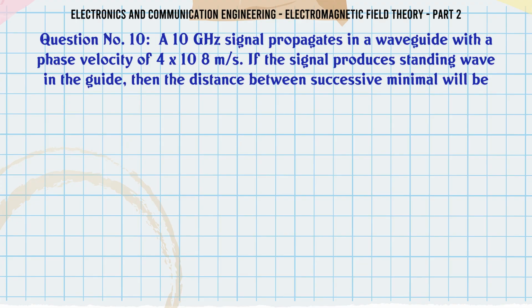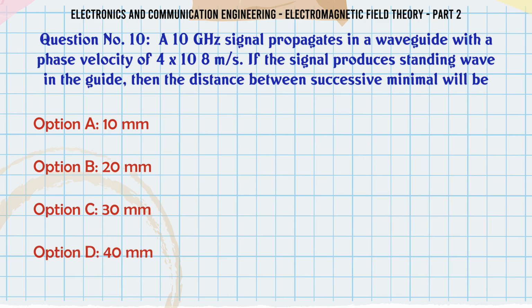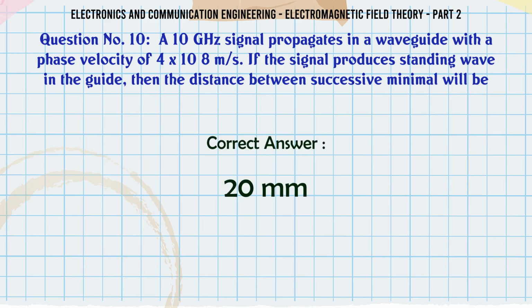A 10 GHz signal propagates in a waveguide with a phase velocity of 4×10^8 m/s. If the signal produces standing wave in the guide, then the distance between successive minima will be A. 10 mm, B. 20 mm, C. 30 mm, D. 40 mm. The correct answer is 20 mm.